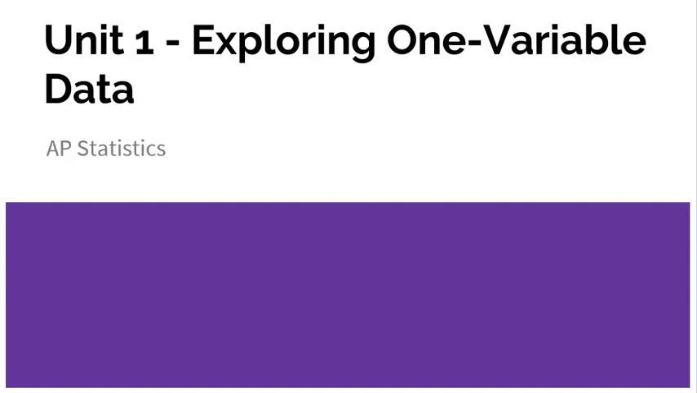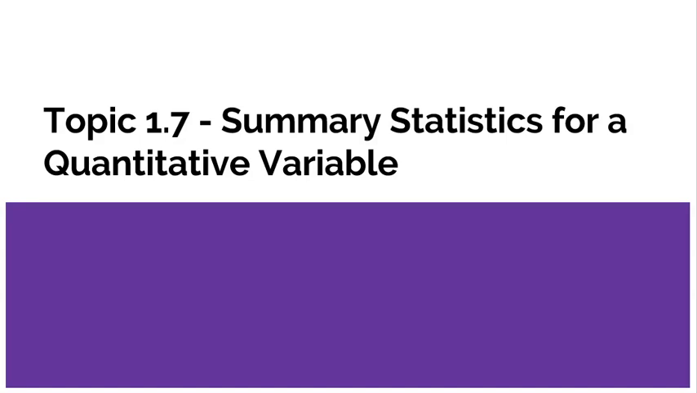All right, welcome to Unit 1, Exploring One Variable Data for AP Statistics. This video is over topic 1.7, Summary Statistics for a Quantitative Variable. So everything we discuss in this video is for quantitative variables only.